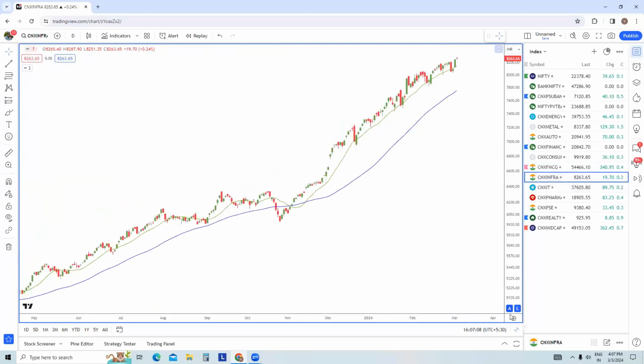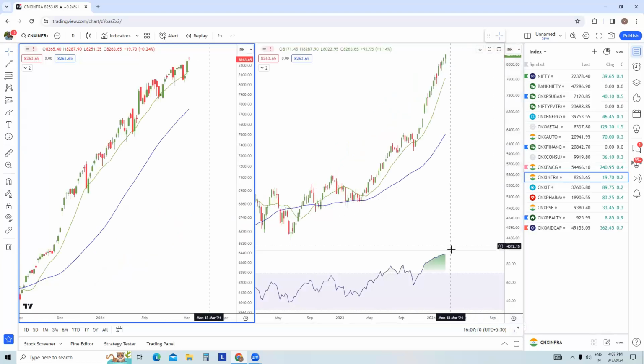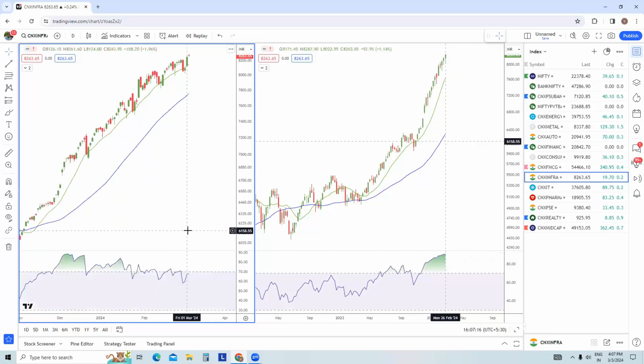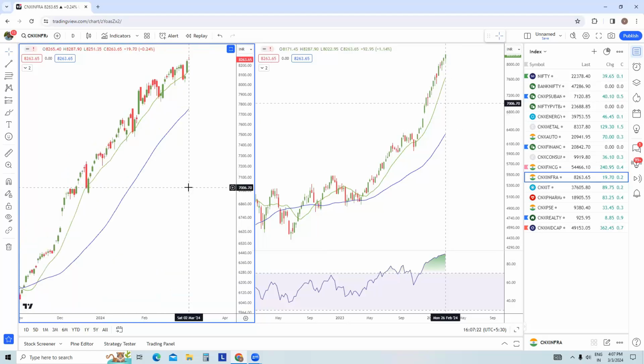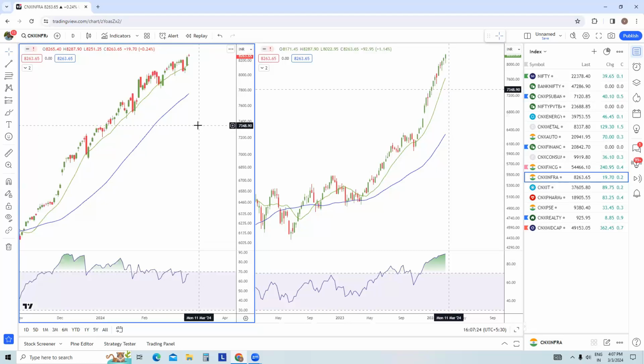Infrapack. Now, if you have a look at the Infrapack weekly time frame chart, you will clearly see weekly RSI at 90, 91, somewhere around there. And you can clearly see higher highs in the price and lower highs in the RSI. So the momentum on the upside is slowing down. The trend continues to stay higher.